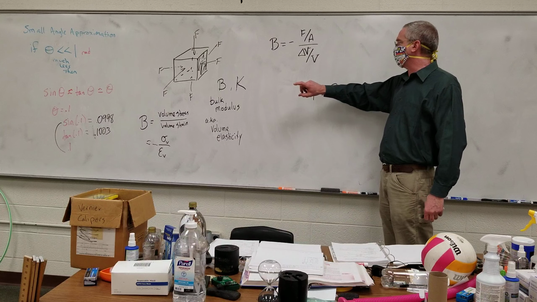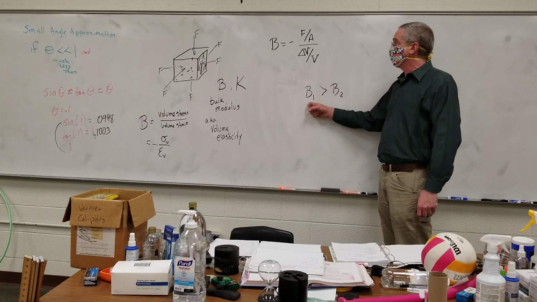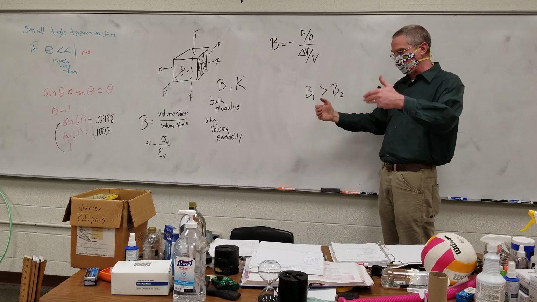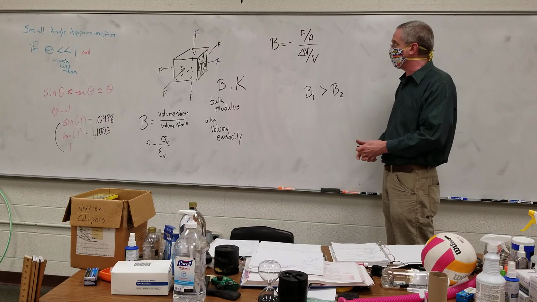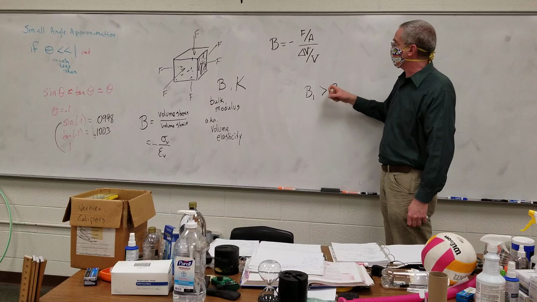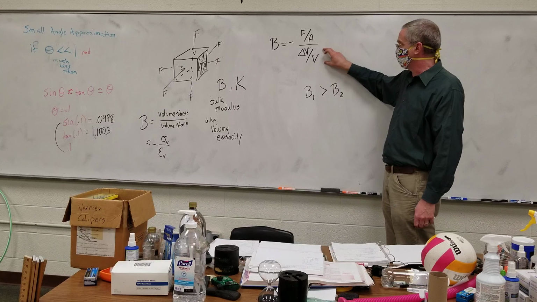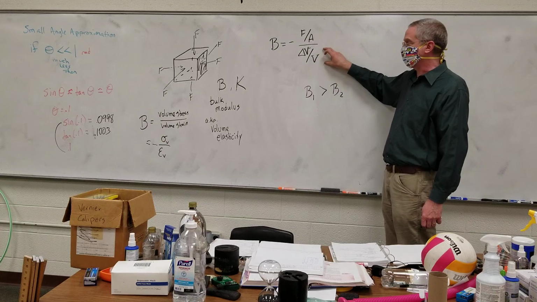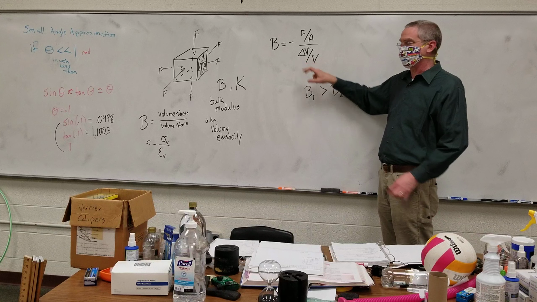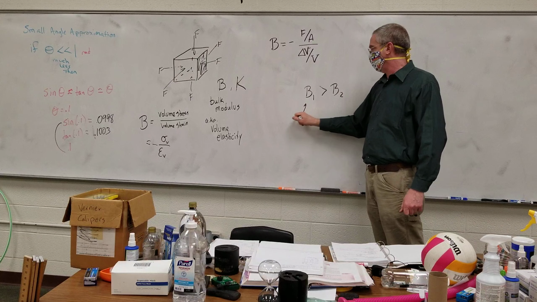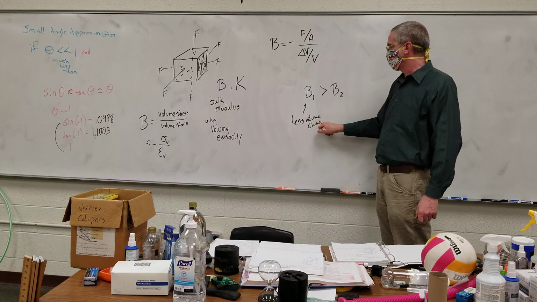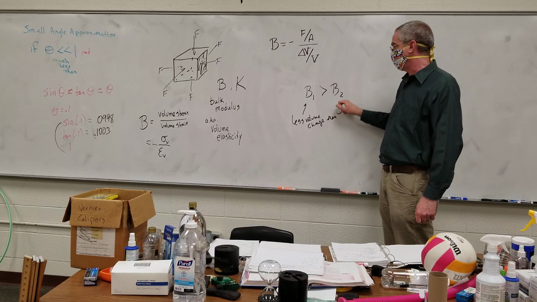So as we are looking at this, if this is a larger number, I've got a fraction here. Let's assume that I expose both of them to the exact same force and the 2 cubes are the exact same size initially. If B1 is bigger than B2, the only way that happens is if the denominator is smaller for B1. Smaller denominator, larger fraction, which only happens if the volume does not change as much. So less volume change than B2.